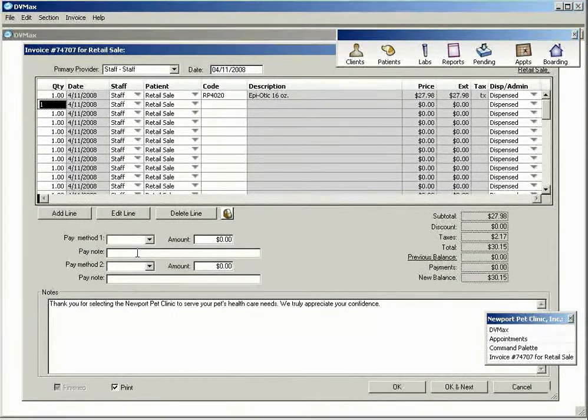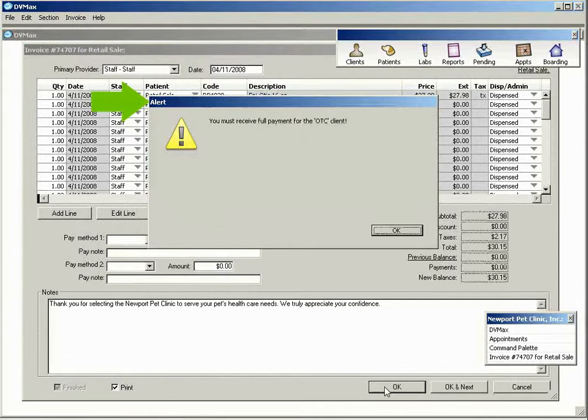To demonstrate that, if we try to finish this invoice, notice that all such over-the-counter invoices are automatically marked finished, because they cannot be left unfinished, since this sale must be completed in its entirety now while the client is in front of you. If we try to finish this by clicking OK without any payment, DVMax will pop up an alert message stating you must receive full payment because this is an over-the-counter client, and all such invoices must be paid in full at that time.